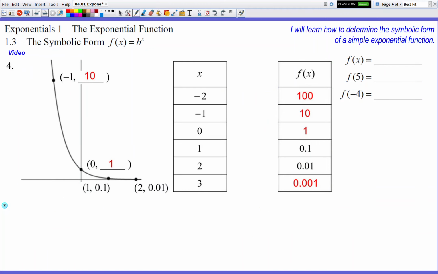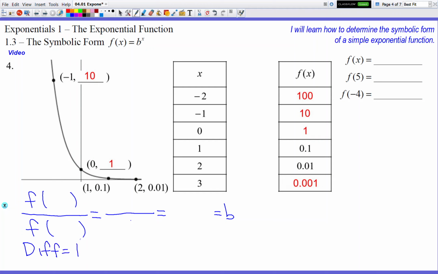We're going to do the same thing, same process, right? Blank fraction. So f of blank over f of blank equals blank fraction equals hopefully the kind of b that we want to see, which is b to the 1st power. So we're going to try to force a difference of 1 if we can. We're not always going to be able to do that, but as much as we can, let's try to force a difference of 1.